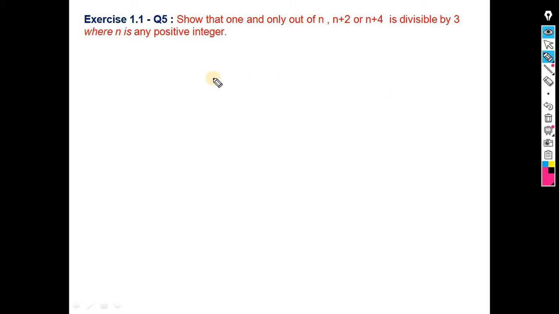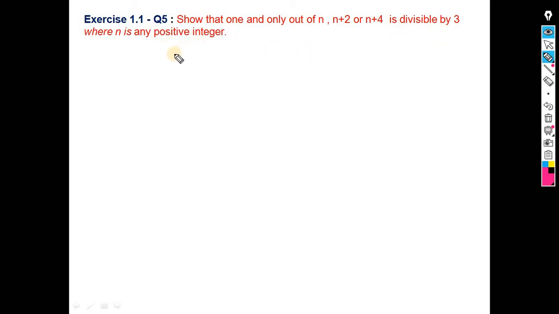Exercise number 1.1, question number 5. Show that one and only one out of n plus 2 and n plus 4 is divisible by 3 when n is any positive integer.